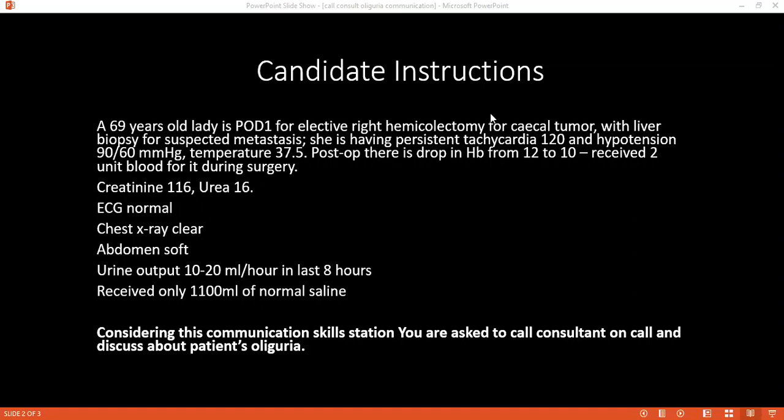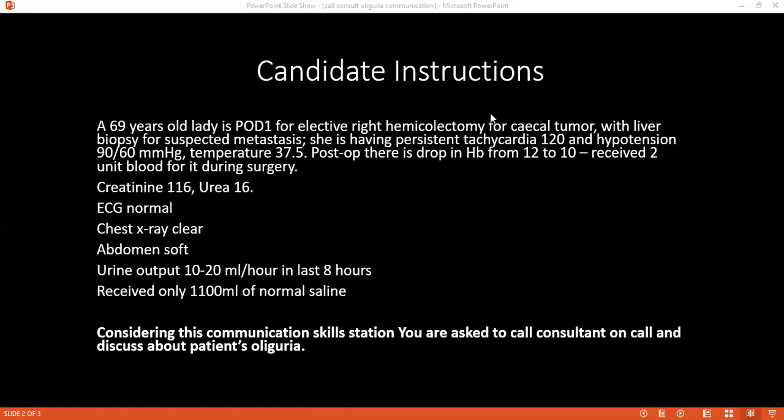I think intraoperatively the patient was bleeding and received 2 units of blood. But post-operatively, we have given just 1100 mils of saline, which is, I think, less for this patient, and the patient is dehydrated. So my assessment is the patient is dehydrated, and I'm planning to give a fluid bolus, and then I might repeat the fluid bolus and continue aggressive monitoring, and will let you know the further progress. Okay, doctor.